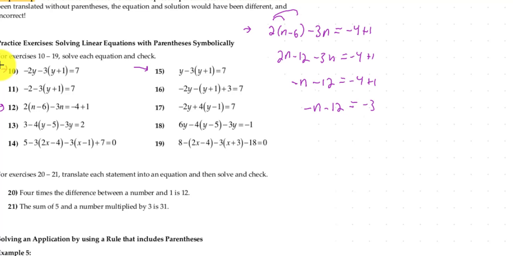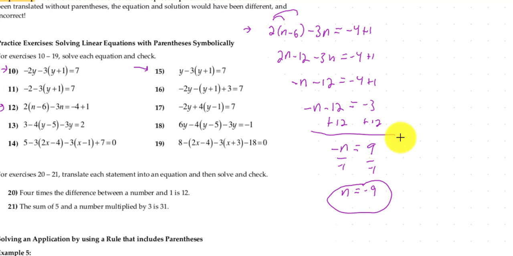We're almost done. If I add 12 to both sides, I'm now left with negative n equals 9. And if I divide both sides by negative 1, I'm left with n equals negative 9. And that's the solution for problem number 12. All right, again, maybe you want to pause the video, take a moment to look at this, and we'll go from there, okay?